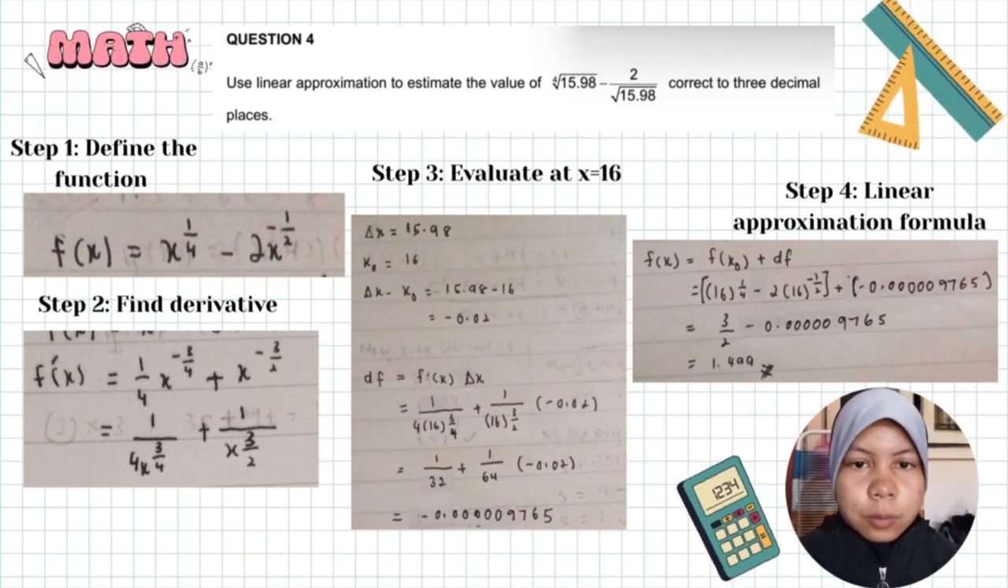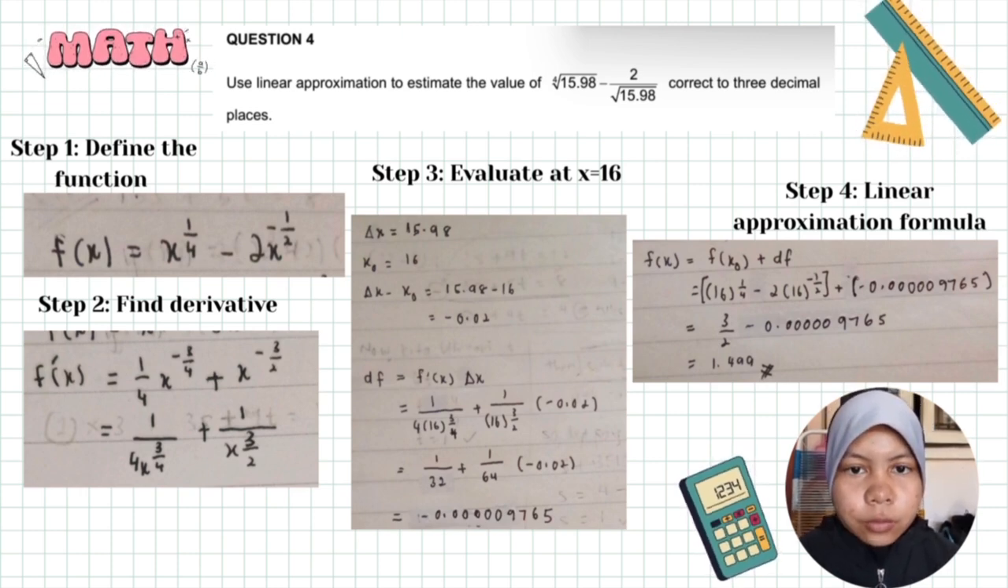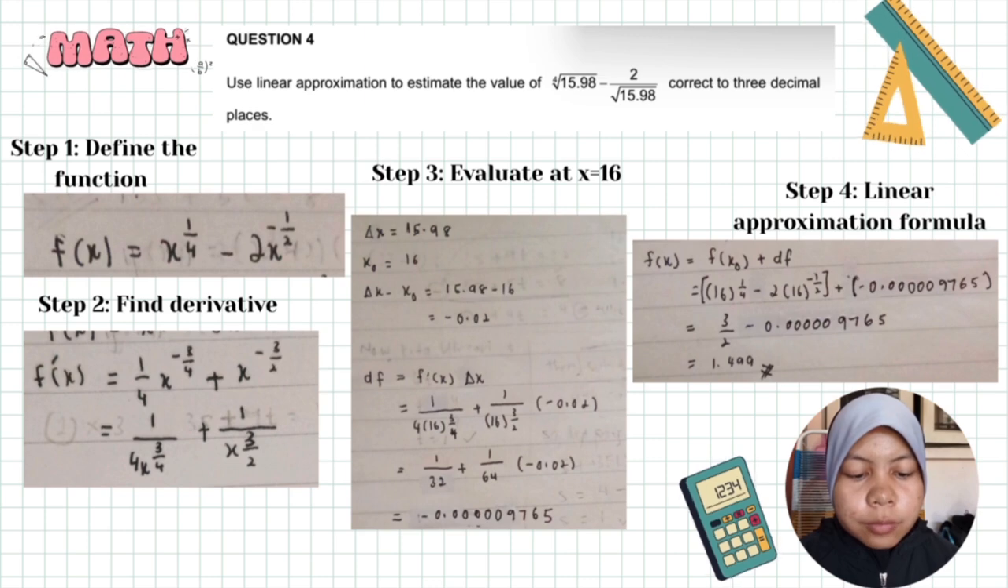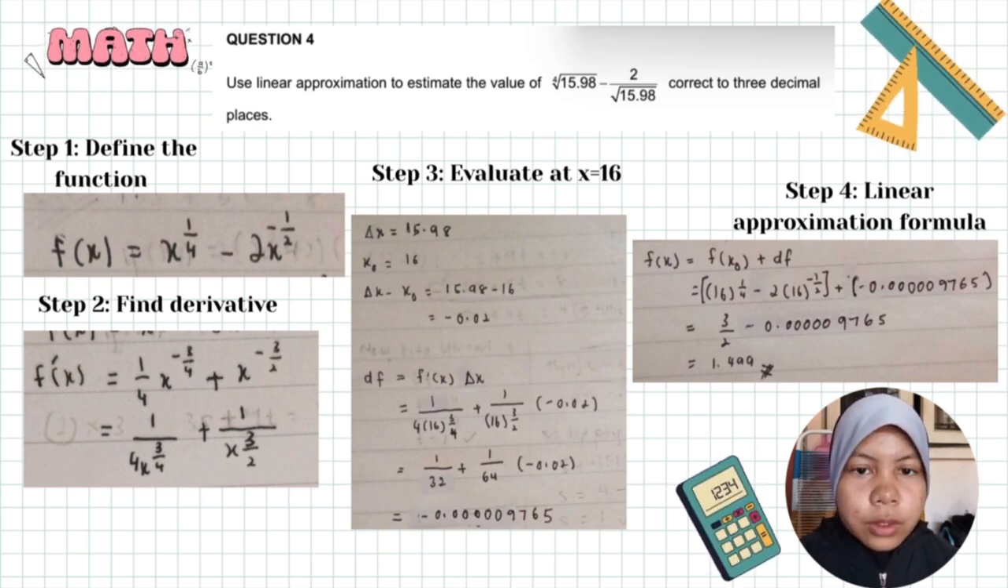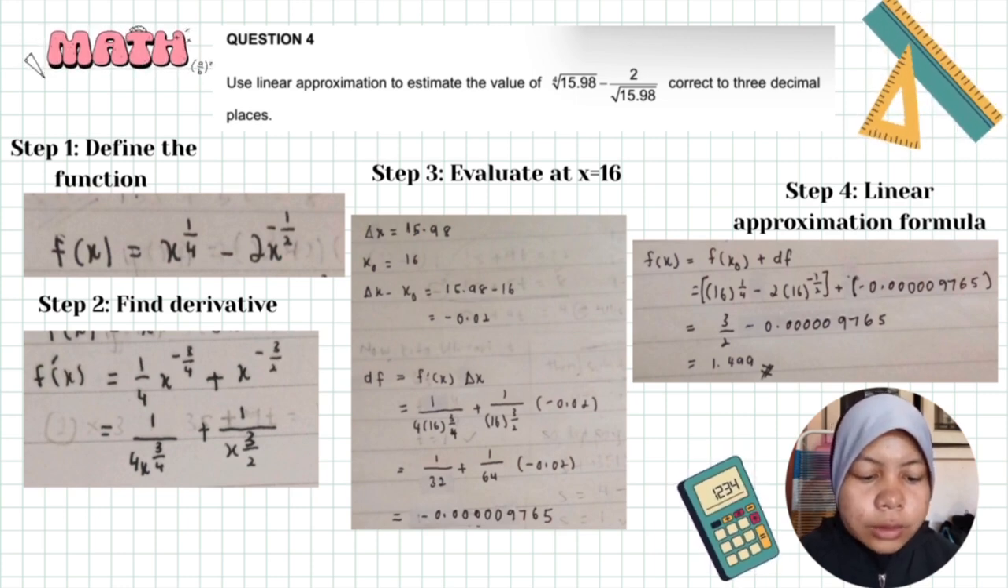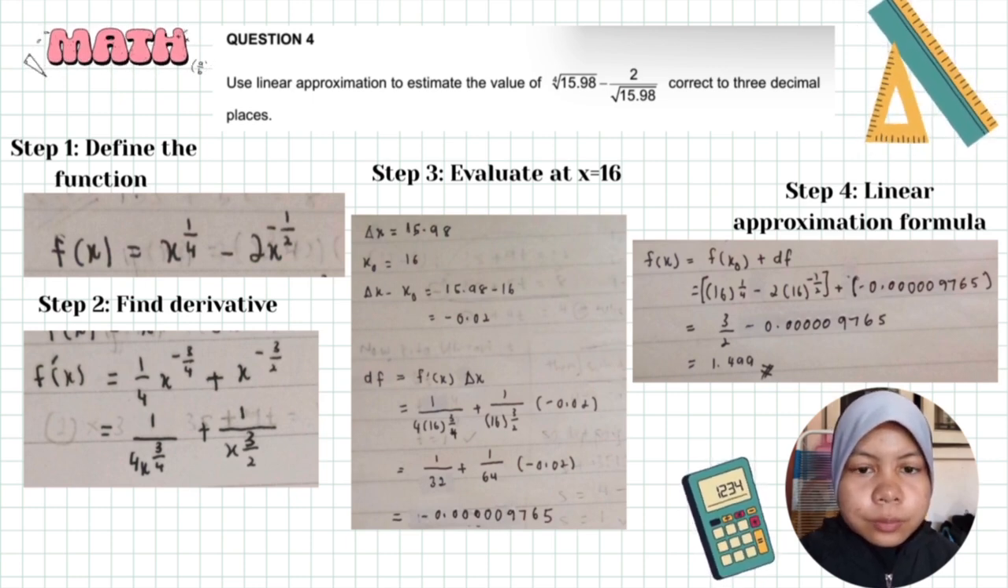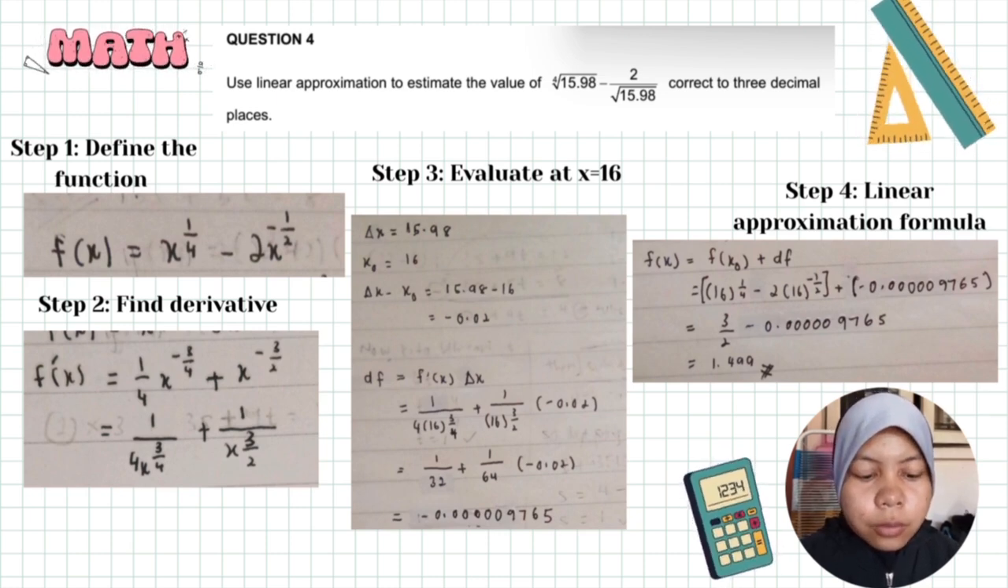For 15.98, we should replace them with x. So that's why we get x to the power of 1 over 4 minus 2x to the power of negative 1 over 2. We change the form. For step 2, f prime x, we differentiate it to 1 over 4 x to the power of negative 3 over 4, plus x to the power of negative 3 over 2. And we get 1 over 4 x to the power of 3 over 4, plus 1 over x to the power of 3 over 2.